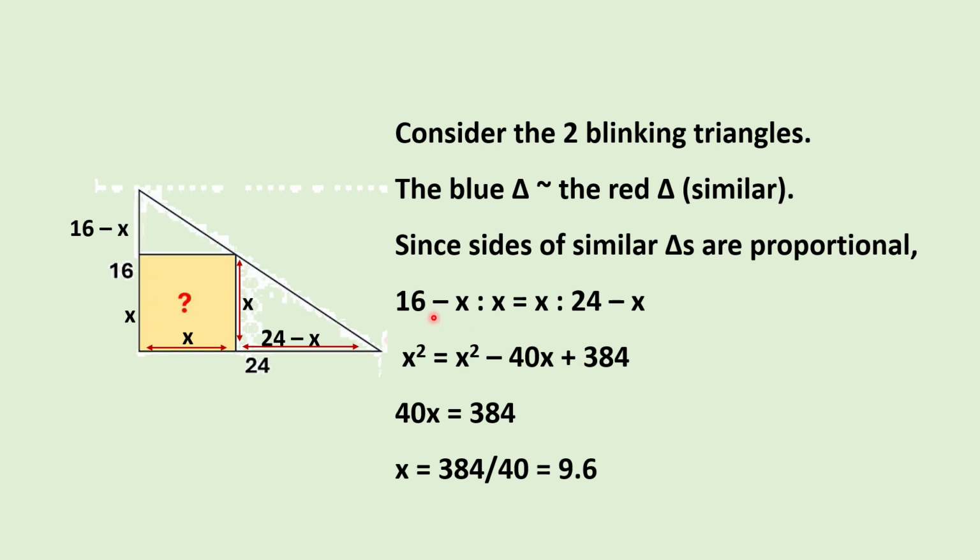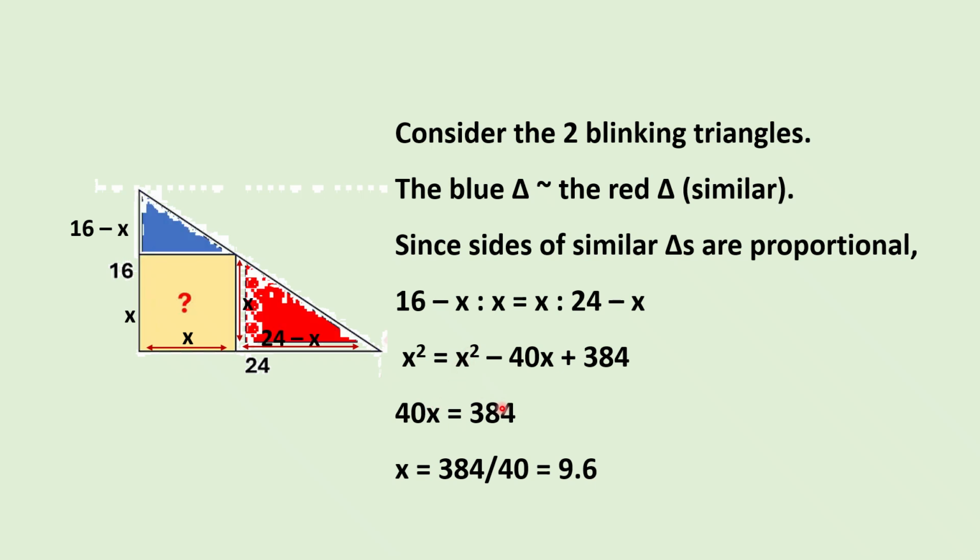Multiply 16 minus x by 24 minus x, the extremes of the proportion, and x into x, the mean values of the proportion. So the product of means equals product of extremes. So x into x will be equal to 16 minus x into 24 minus x. Now x square is equal to x square minus 40x plus 384. X square will cancel out from both sides.